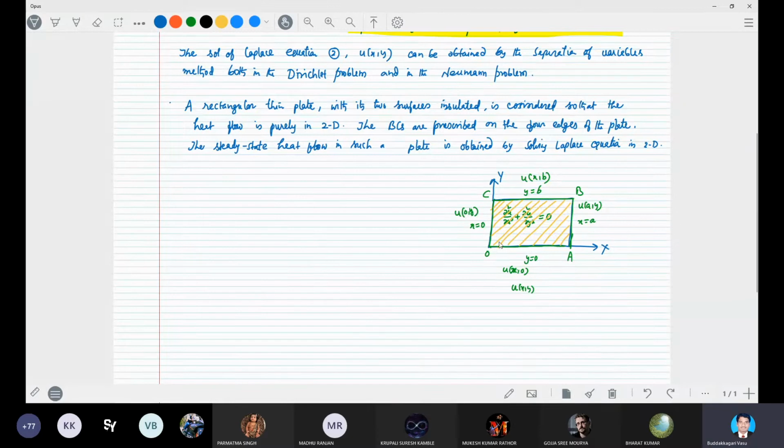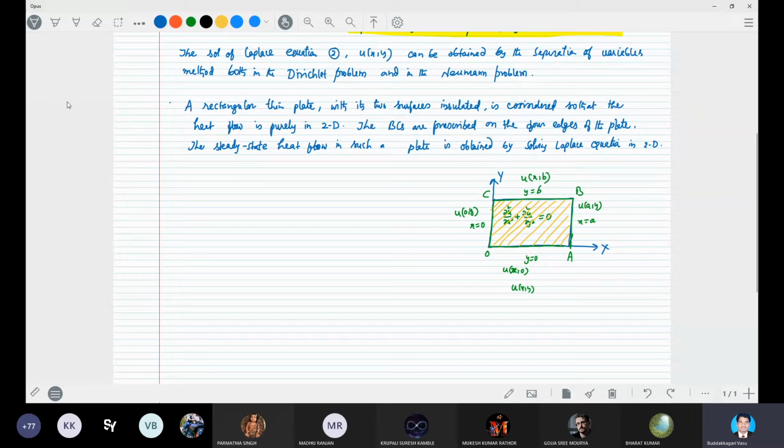Any two surfaces: one surface is (0, y), another surface is (a, y), and another one is (x, 0) and (x, b). If any of these two surfaces are insulated, that means there is no heat transfer across that face. So we can see very clearly that flow will happen in two dimensions only. That is governed by the Laplace equation.